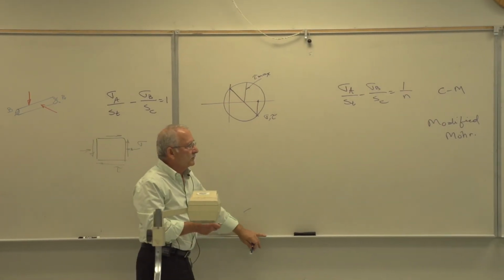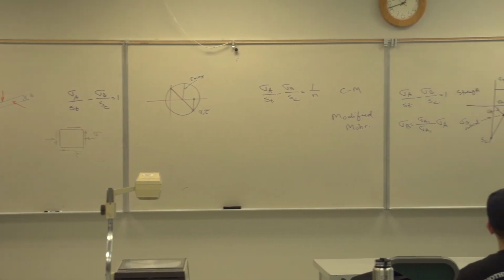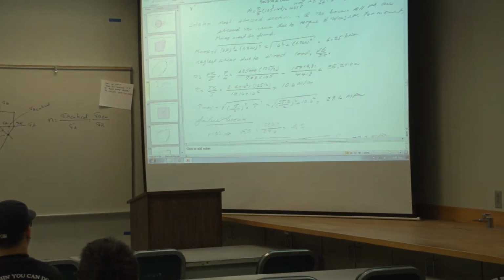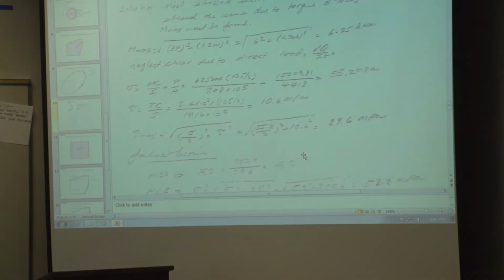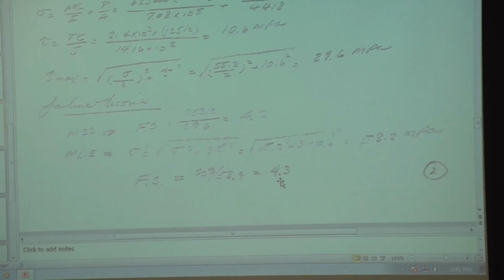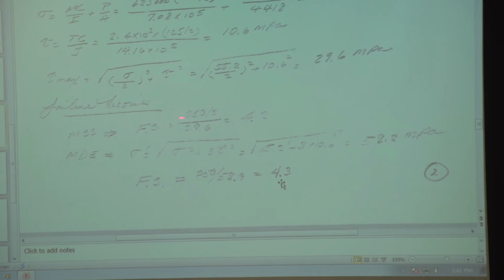Therefore, the maximum shear stress theory of failure says failure will occur when this reaches the maximum shear stress at yield in a simple tension test. The yield strength of the material is 250. At yield, the maximum shear stress is 250 over 2. Divide that by tau max, you get 4.2.